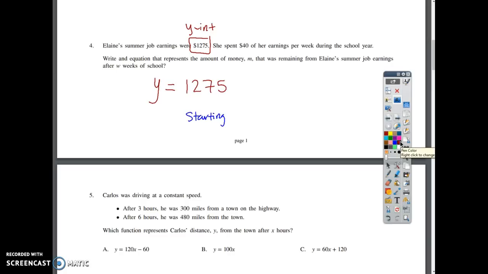What is she doing? She's spending 40 per week. Spending is minus, right? Because that money is going down. So minus 40. How do you write per week? X. Okay? She started with this amount, and it's going down by 40 every week. You guys did this in Algebra 1, and it should be easier by now. Okay, let's go to the next one.